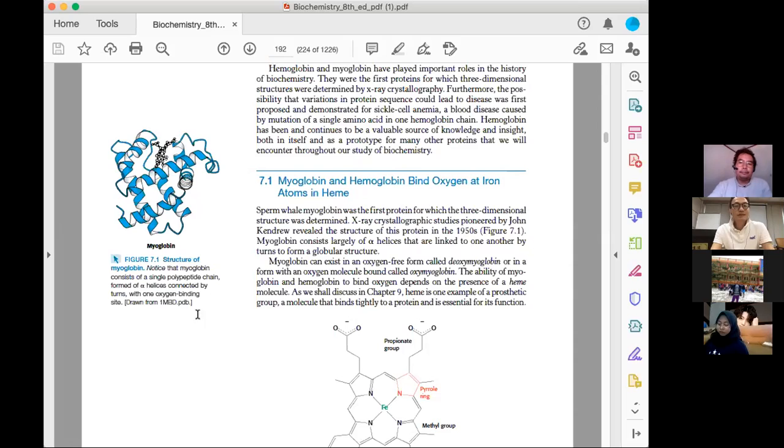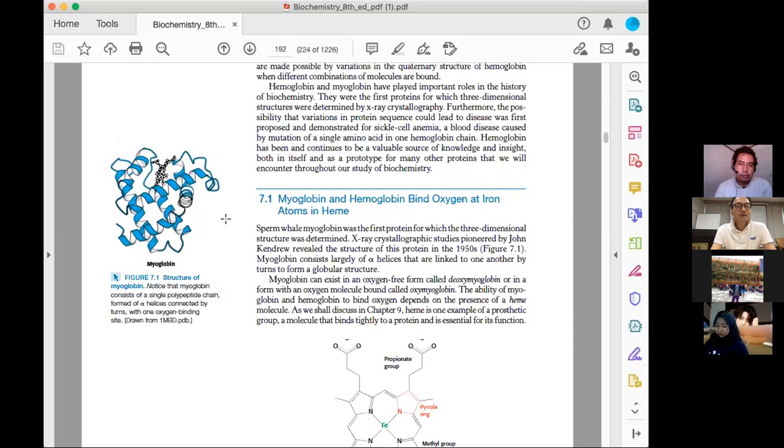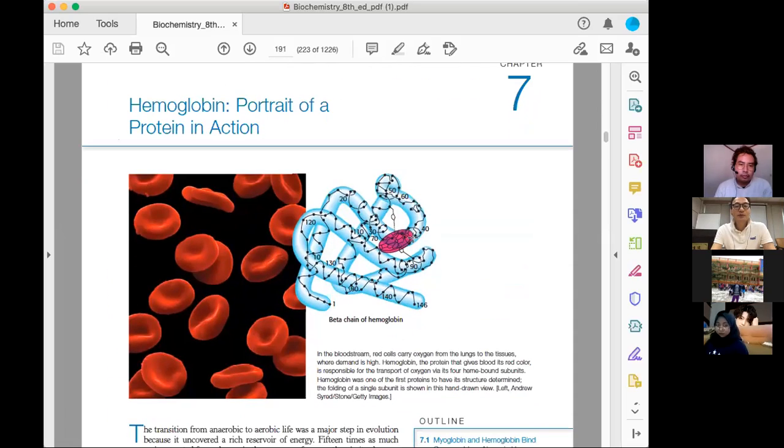And the reason that the myoglobin is important is because it also has an oxygen binding site. If you look here, this is the oxygen binding site of myoglobin. And if you look further at hemoglobin, you have a similar molecule right here, and that is the binding site of oxygen on hemoglobin. Okay, is that clear?